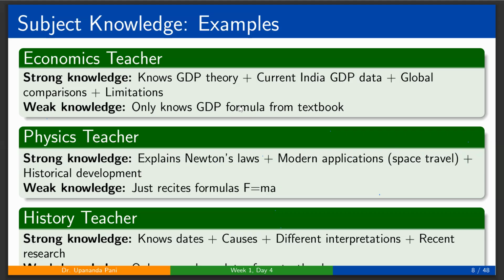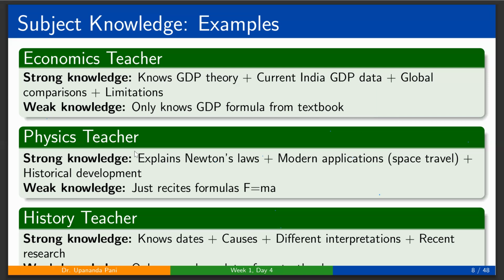So, a good economics teacher should have all this. If you say, okay, I know the GDP formula, what is the need of doing all this, it is a wastage of time, then your subject knowledge is not there. Weak knowledge is when you only know the GDP formula, C plus I plus G plus X minus M, from the textbook.